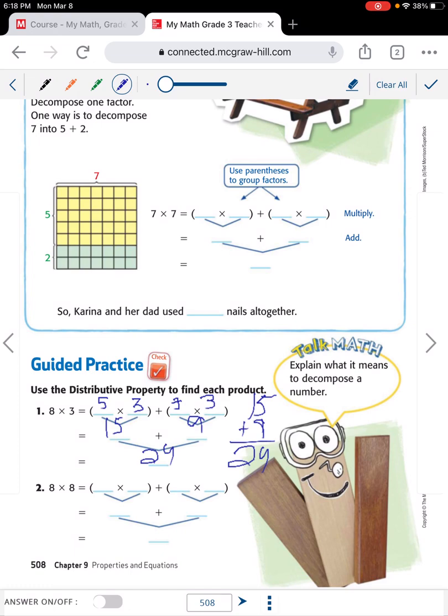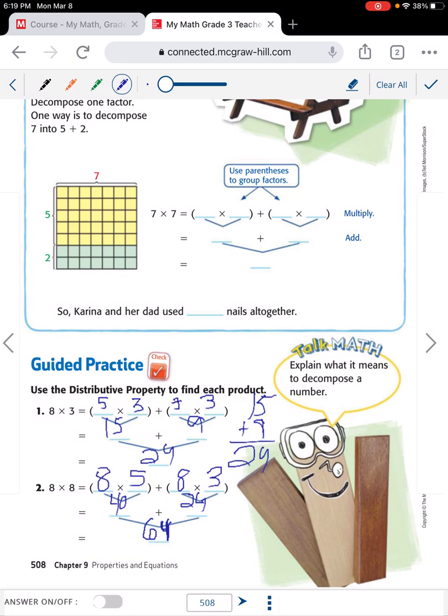Next, we're going to break down 8 times 8. 8 times 8 might be difficult, so we're going to break one of the 8's down into 5 plus 3 again. So we have 8 times 5 and 8 times 3. 8 times 5 is 40. 8 times 3 is 24. So we have 40 plus 24. 40 plus 24, hopefully you could do that in your head. 40 plus 20, 60, plus 4, 64.